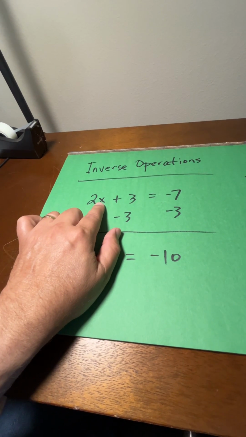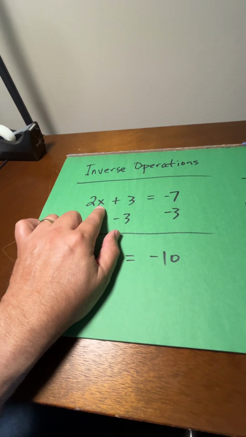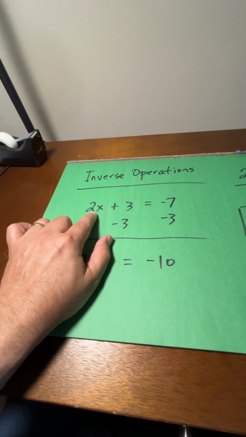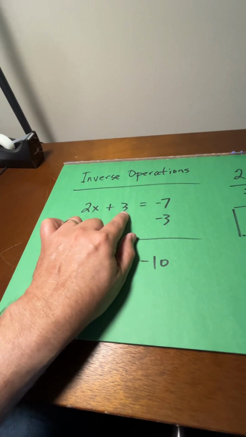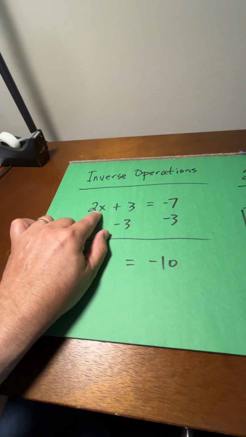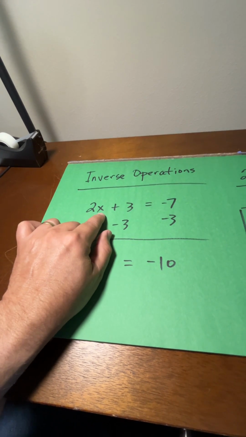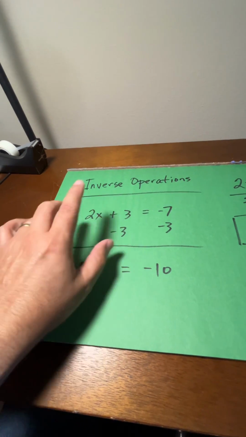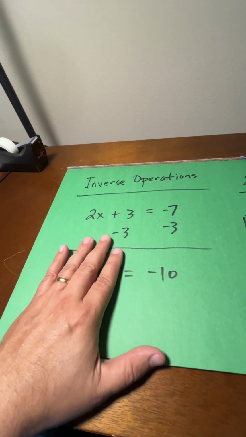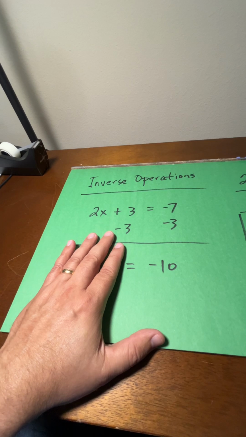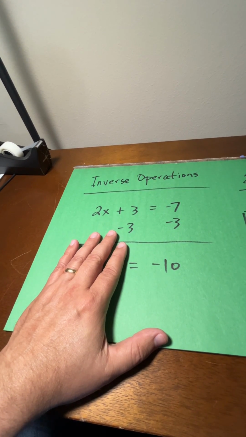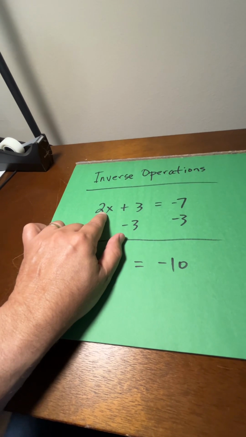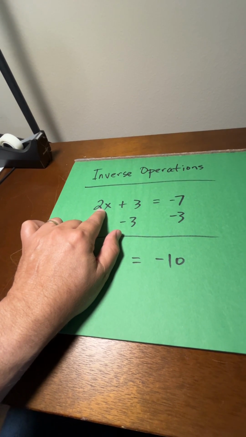So we'll focus in on the variable and we'll ask what's being done to the variable. Well, it's being multiplied by 2 and then it has 3 being added to it. We're going to get rid of those things, or attack those things, in the inverse order of operations. In other words, we're going to get rid of addition and subtraction first before we get rid of multiplication.